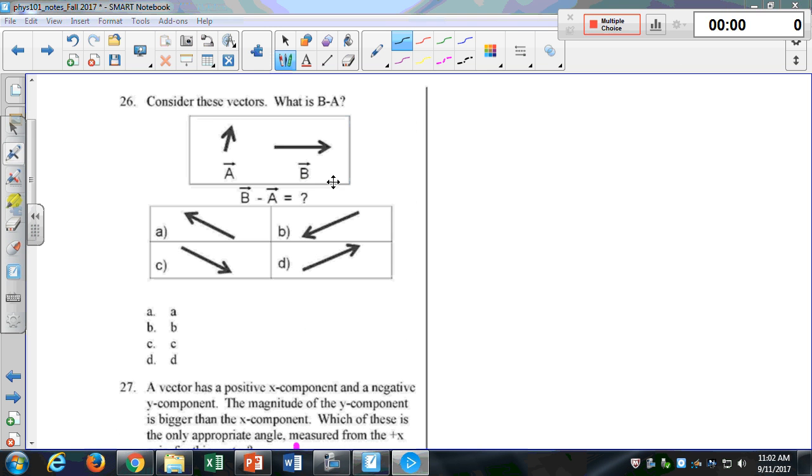Let's just try this one right quick. I think we've done one very similar to it, but let's try 26. And you'll definitely have one like that. You'll have two arrows, and you'll have to find the sum or the difference.